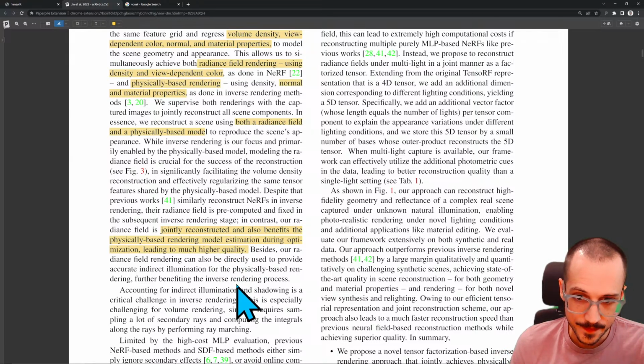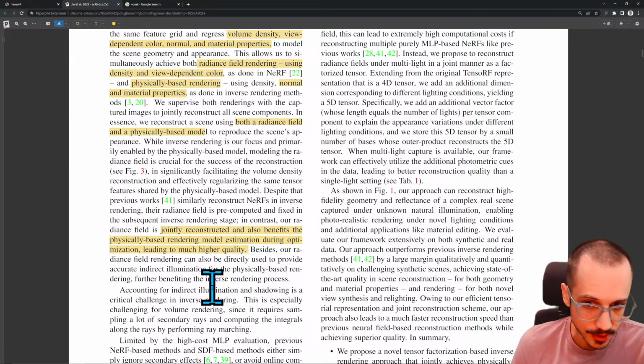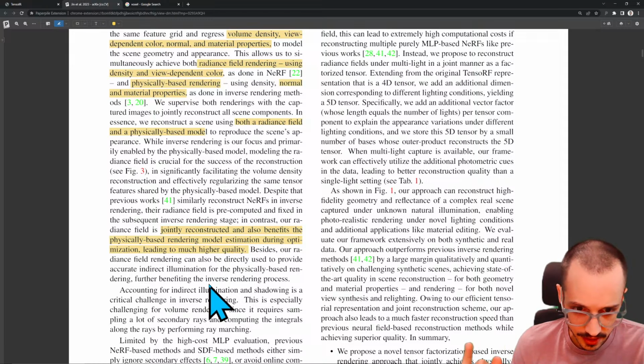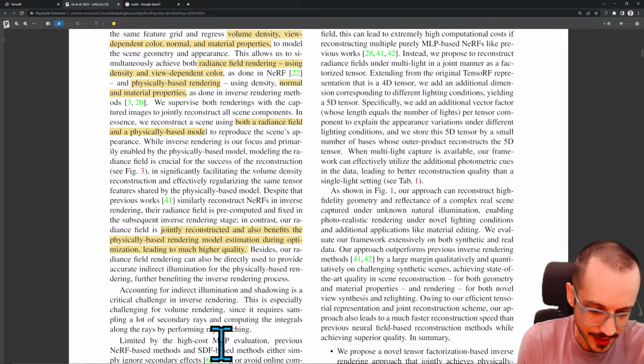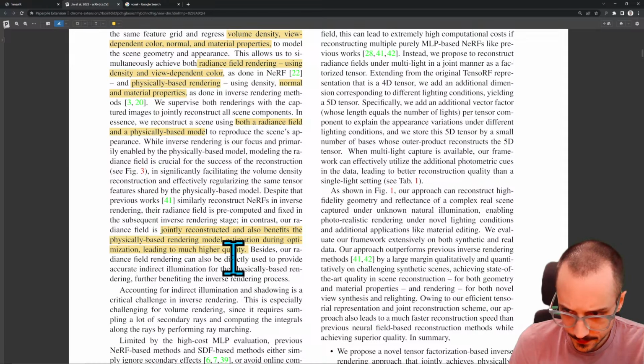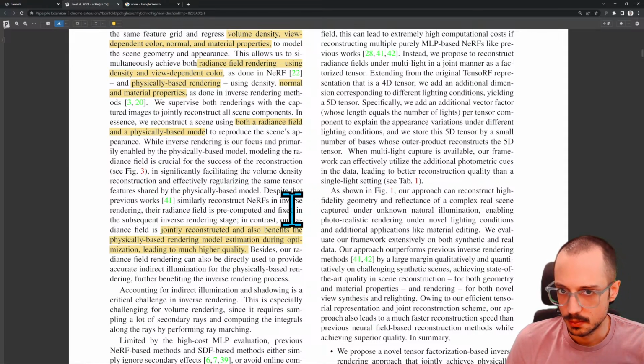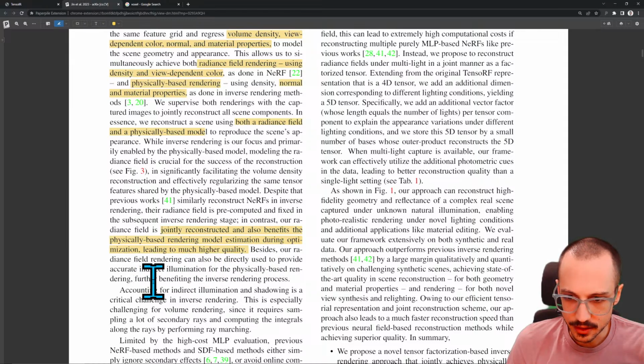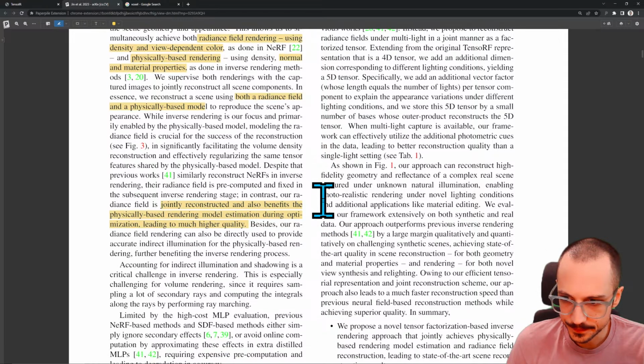And then, because you have both of them, you should be able to basically use either form of rendering. Either the ray marching kind of neural radiance field rendering that you see in NeRF papers, or the physically based rendering that you would see in more real world video game production use cases. Besides, our radiance field rendering can also be directly used to provide accurate indirect illumination for the physically based rendering, further benefiting the inverse rendering process.